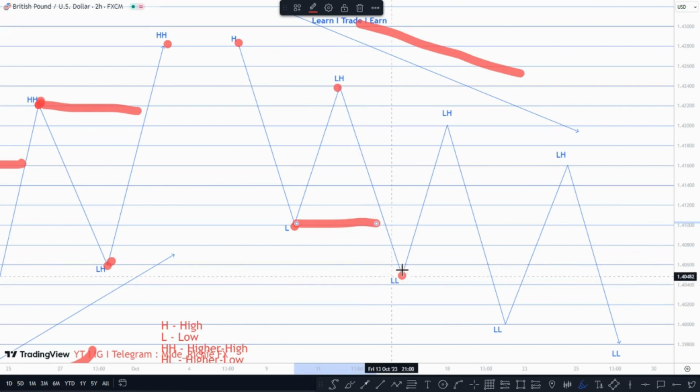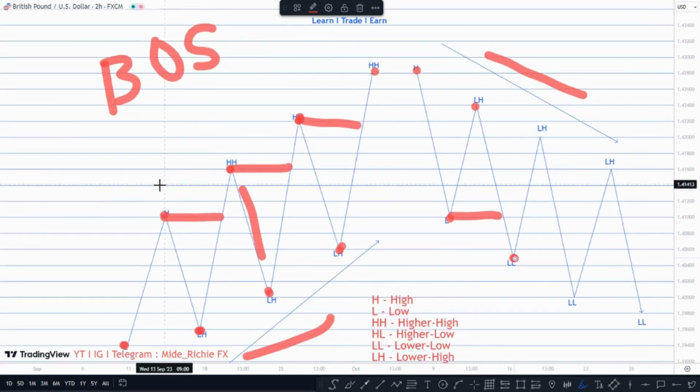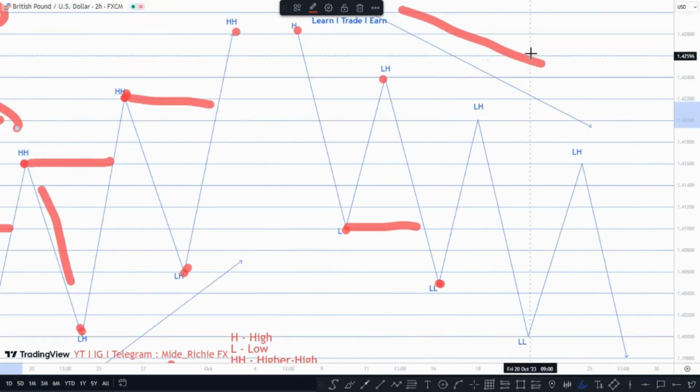So for the market to take out this low with this point right here, that's what we call break of structure. Exactly what I explained at this point. Break of structure to the upside. So all these ones are break of structure to the upside, because the market is bullish, while these ones are break of structure to the downside because the market is bearish.